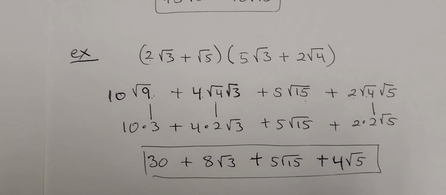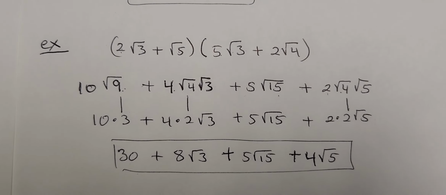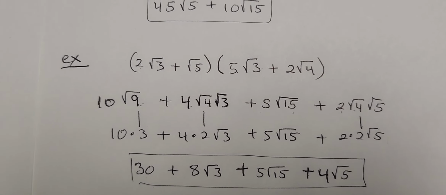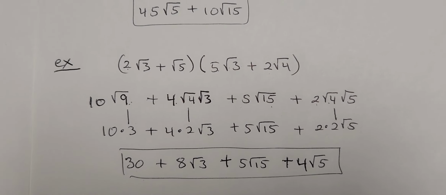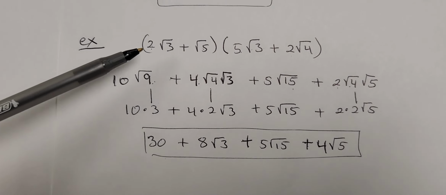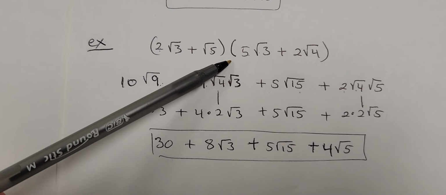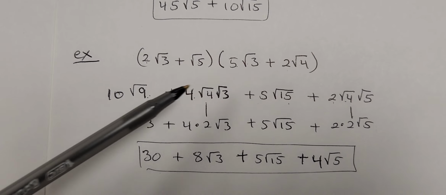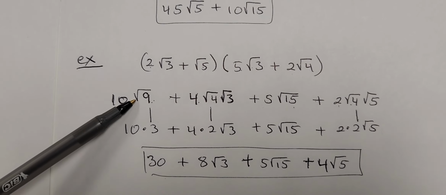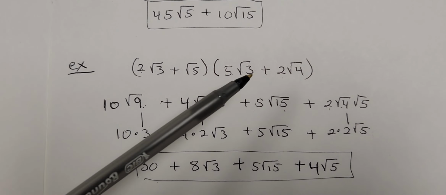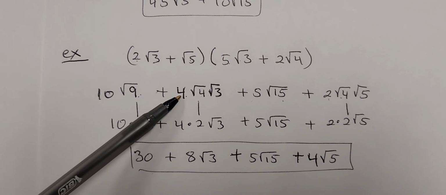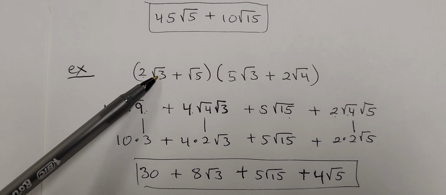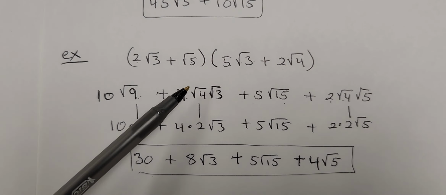And here's our last example. So same thing, we're just distributing, multiplying them, okay. So here we go. So 2 times 5 gives me this 10. 3 times 3 gives me this square root 9. 2 times 2 gives me this 4. And then square root 3, square root 4 is here.